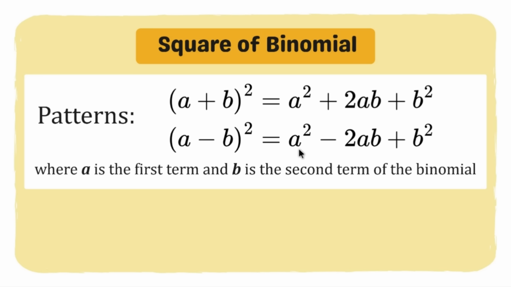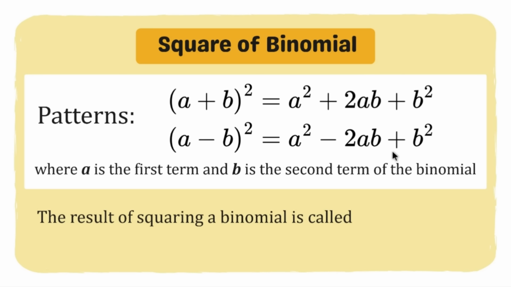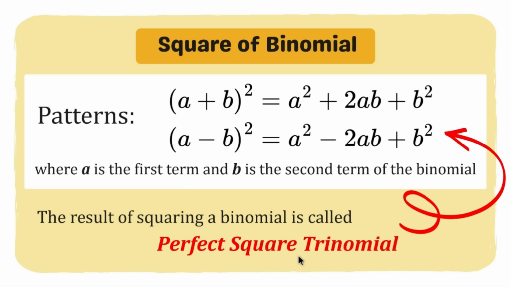You get the square of the first term minus the product of the first term and the second term times 2 plus yung ating third term squared. Okay? So, meron po tayong specific na pattern. Ang tawag po natin sa pattern na ito, the result of squaring a binomial is called a perfect square trinomial. Okay, yan po yung tawag sa sagot ng square of a binomial. Okay, so let's have an example in our next slide.